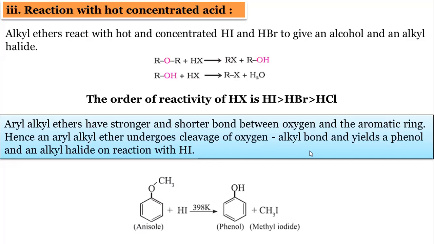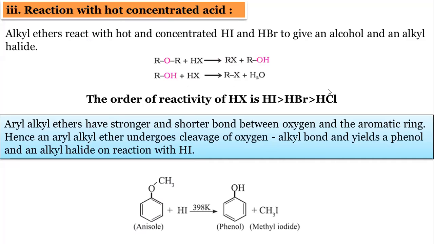Then reaction with hot concentrated acids. They may be hydrochloric acid, hydrobromic acid, or hydroiodic acid. The reactivity of acids is like this: HI reacts very fast, then HBr reacts, and HCl reacts very slowly.